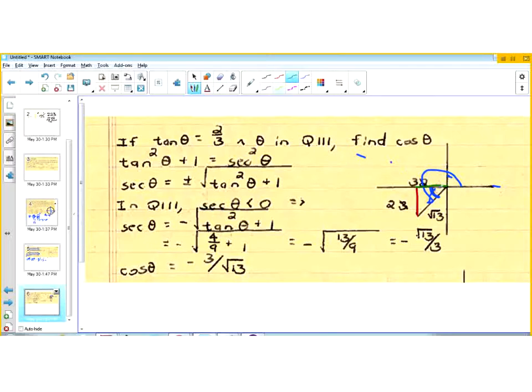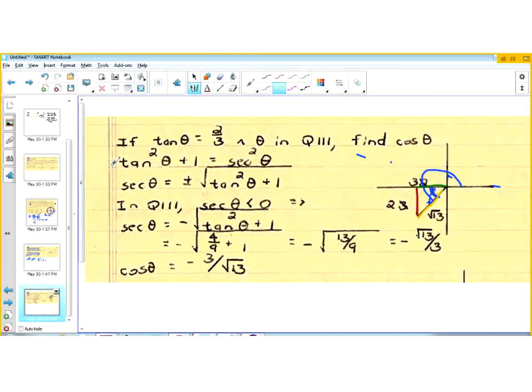So now that you have this figured out, you can calculate the length of the hypotenuse, which you'll need to calculate the cosine of theta. In this case, the hypotenuse would be the square root of 9 plus 4, which is the square root of 13. Then all you have to do is take the cosine of this reference angle, which is adjacent over hypotenuse, 3 over the square root of 13, and then process the sign, knowing that cosine theta is negative in quadrant 3. That's one way of dealing with it.